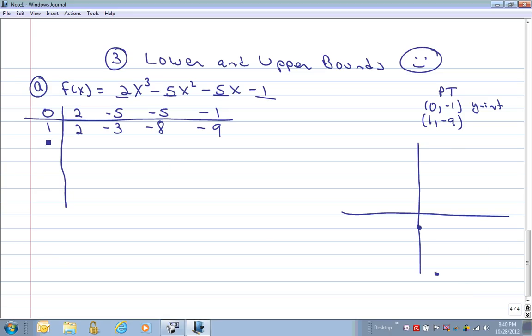So let's keep going. 2. We remember we're using this top row of numbers, and even when we found a 0, if it's not the upper bound, we would keep using those top numbers. That's something a little different. So you bring down the 2. 2 times 2 is 4. 4 and -5 would be -1. 2 times -1 is -2. -2 and -5 would be -7. 2 times -7 is -14. -14 and -1 would be -16. So we have that point at (2, -16). So that's going to be way down here somewhere.